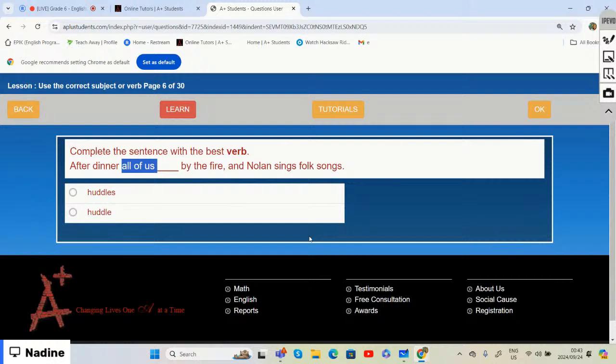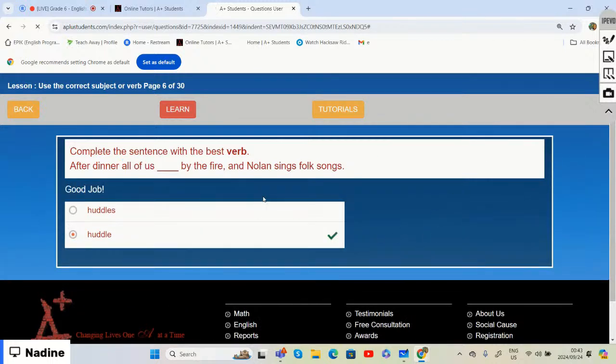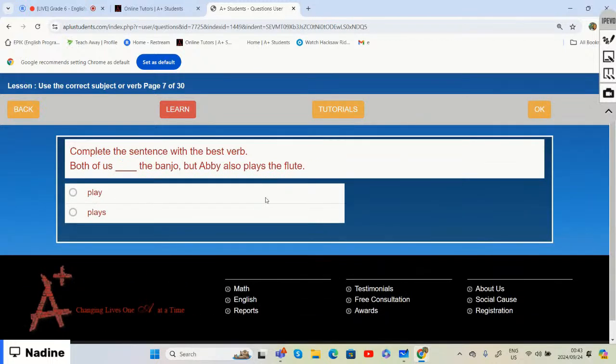After dinner, all of us huddles or huddle by the fire, and Nolan sings folk songs. And if we were to choose the correct option, then yes, option two, because more than one person huddle without the S by the fire. So well done. Option two is correct. Well done. Let's do the next one.